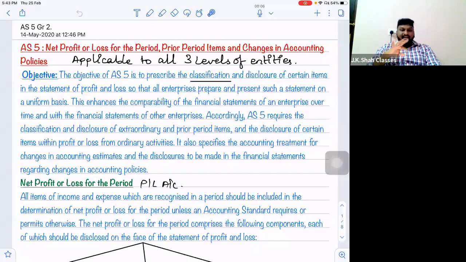So technically, why did they take it in the P&L adjustment? Only because they have to show it separately from the normal P&L items. That is why they took it in P&L adjustment. I hope you're getting this point. Right? So let us have a look at the objective of the standard.